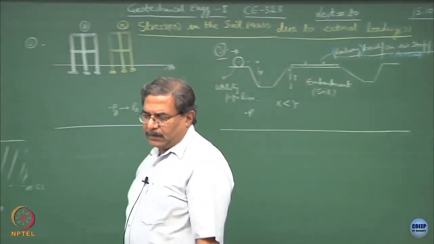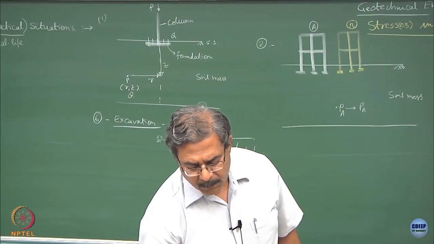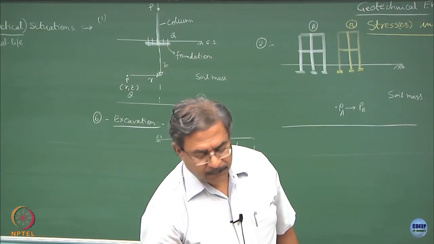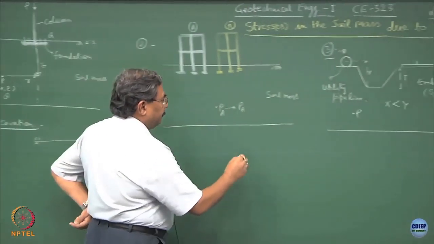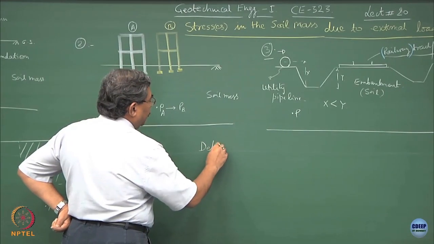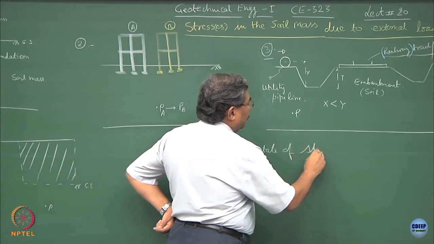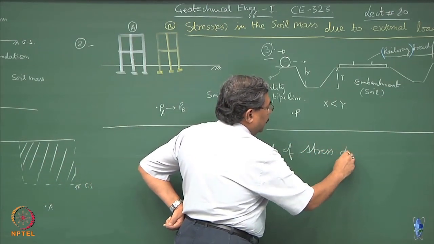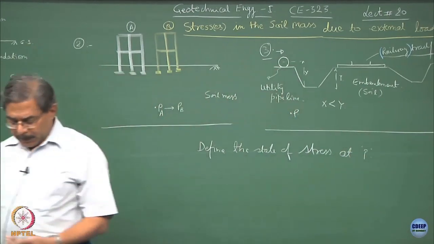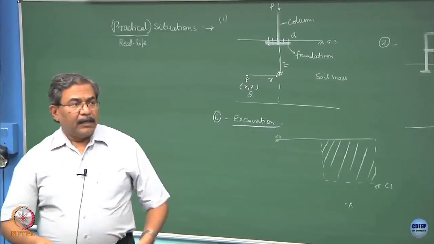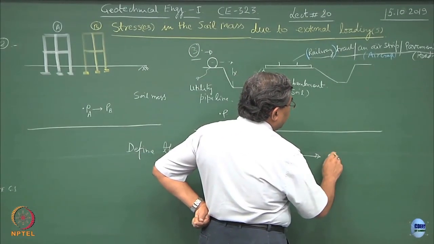So, these are different examples of the situations which we might come across in today's civilization. What I want to know is, what is the state of stress at point P? Define the state of stress at point P. And why we want to do this? Because if I know the state of stress at point P, I can link it with the yield strength of the soil.